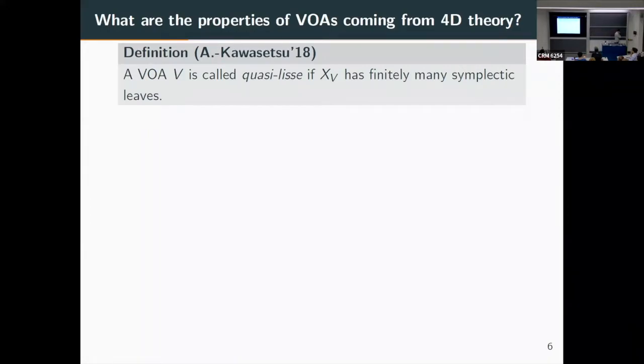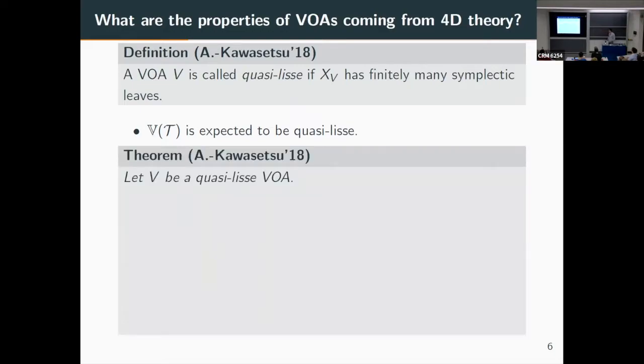So it makes sense to consider the symplectic leaves inside it, by considering the stratification by analytic Poisson manifolds. And we call a vertex operator algebra quasi-lisse if its associated variety has finitely many symplectic leaves. Physical considerations show that a vertex operator algebra, if it comes from a 4D theory, should be quasi-lisse. So it's natural to ask what we can say about quasi-lisse vertex operator algebras. And here is our result.